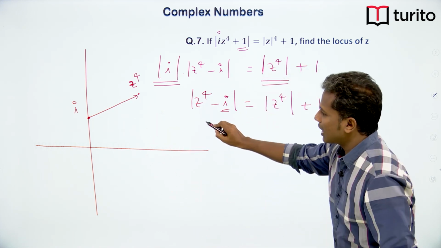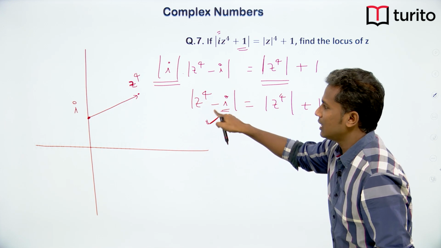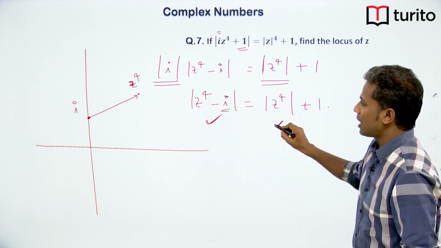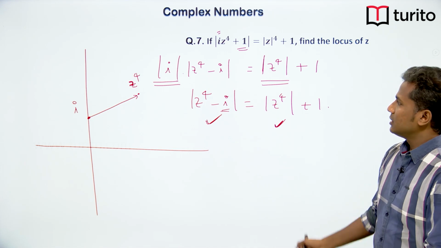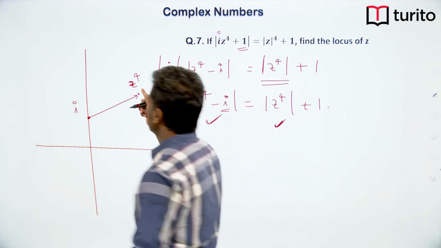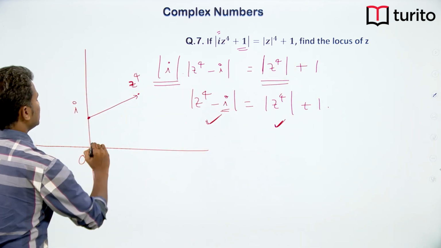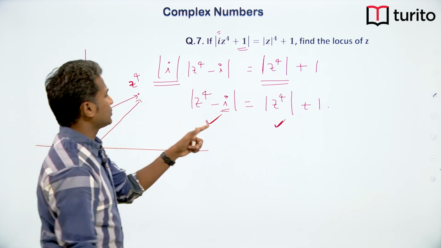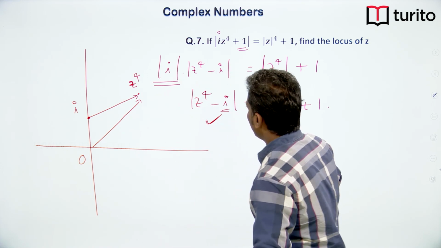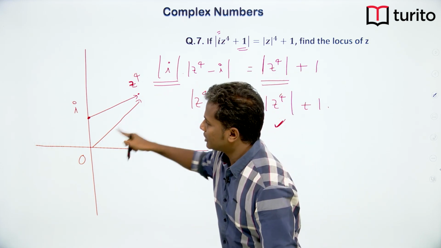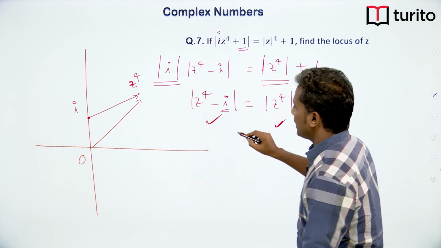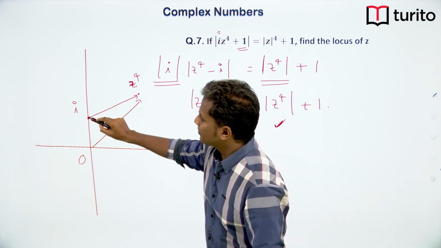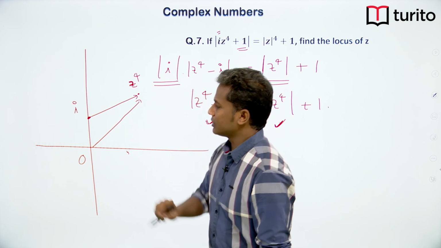Now, that means I have interpreted this LHS term geometrically. Now, I am going to interpret this RHS term geometrically. Z power 4 means it is the vector starting from origin and going till z power 4. Also, mod means it is the length of this vector. So, here I interpreted these two, which are starting from I and also starting from origin.